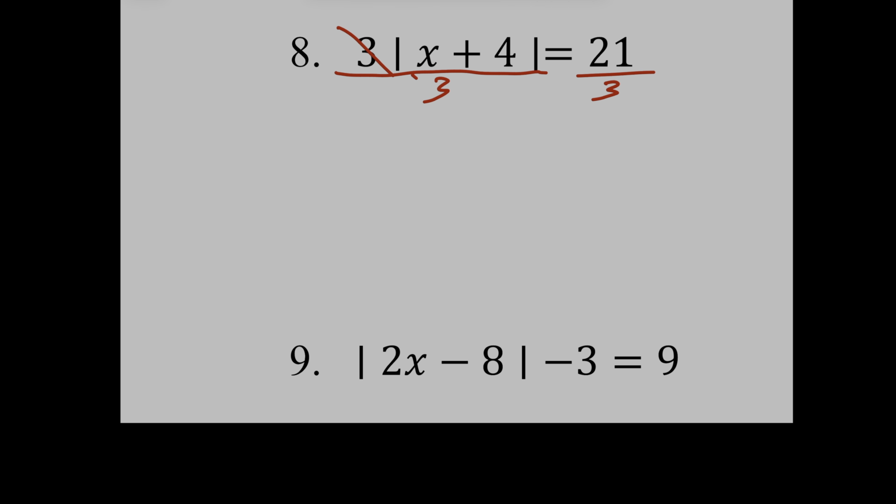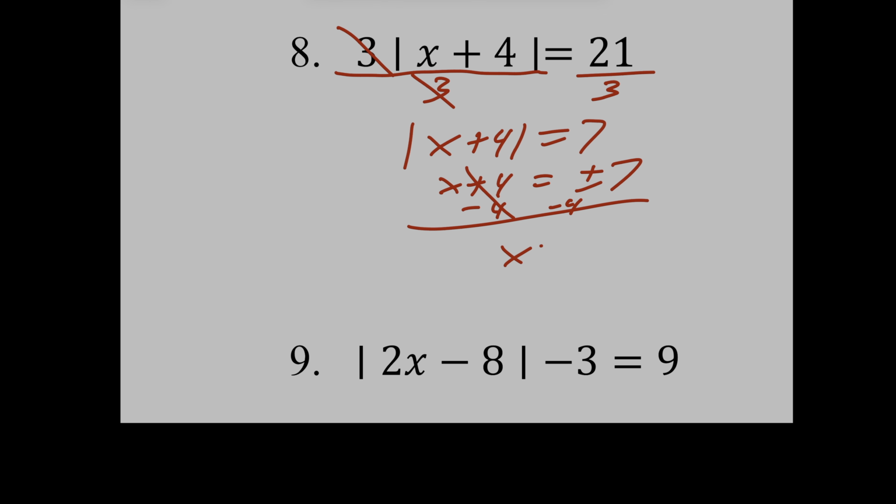Okay, so here we're going to cross out the 3's. I'm going to get absolute value of x plus 4 equals 7. Once I get rid of those absolute values, I have to write plus or minus 7. I'm going to subtract 4 from both sides. X equals negative 4 plus or minus 7. Well, what's negative 4 plus 7? That's a 3. And add a line, change the sign, I get a negative 11. Okay, and those are my answers.